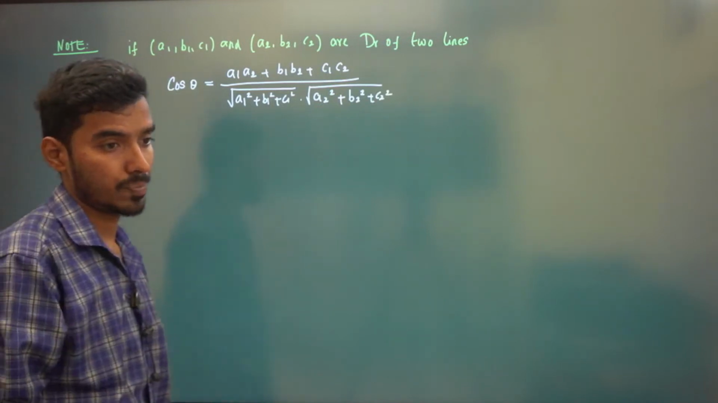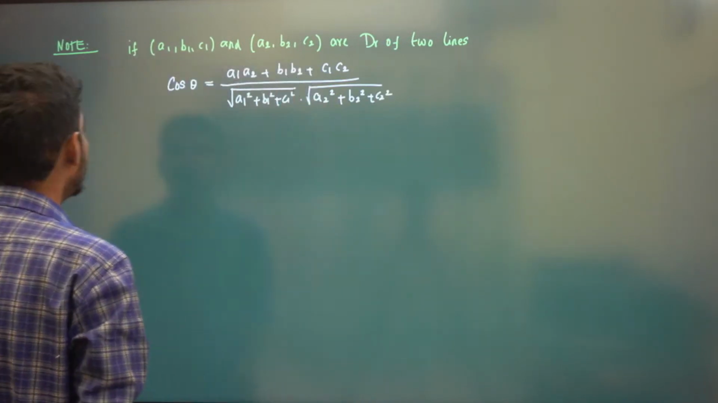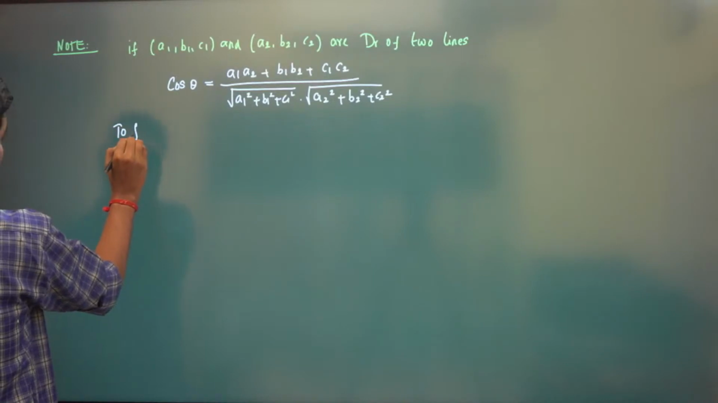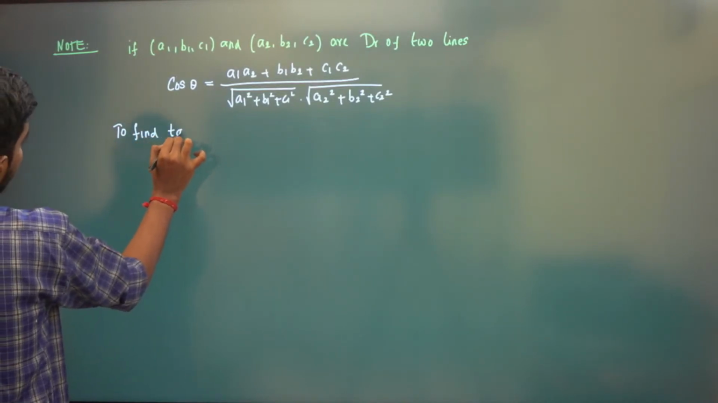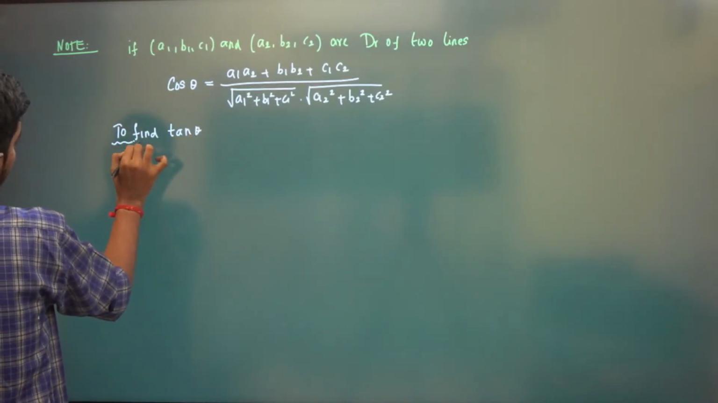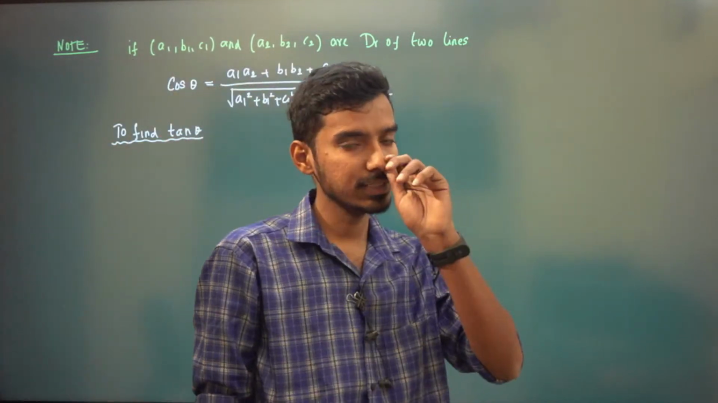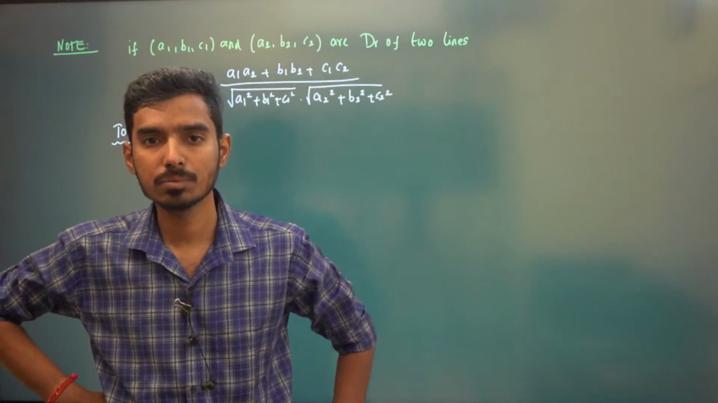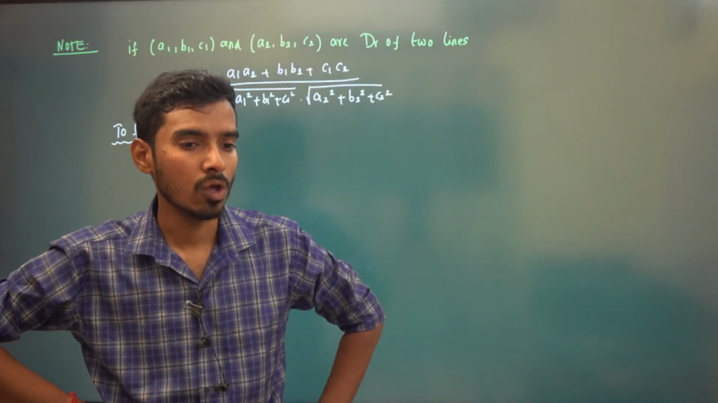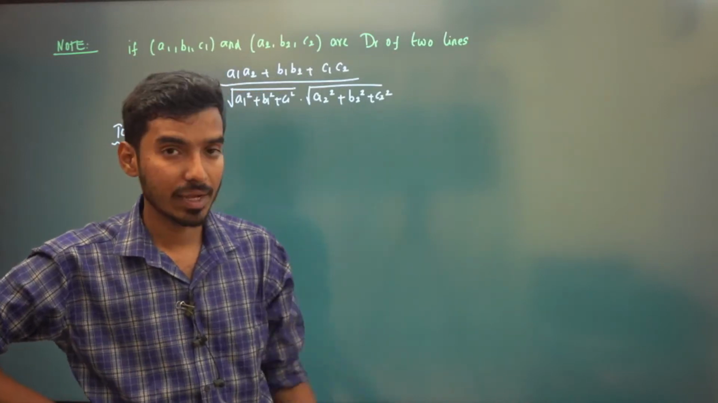This we already know. Now what you want to do is find tan theta. That is, if you know cos theta, how to find tan theta. Cos theta is the angle between two lines in terms of direction ratios, which is A1 A2 plus B1 B2 plus C1 C2 by this, right?